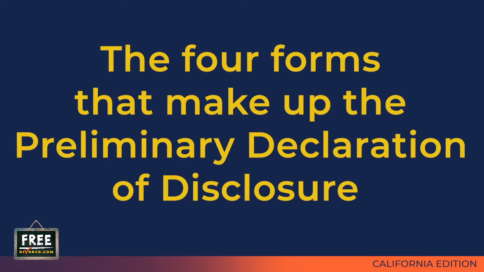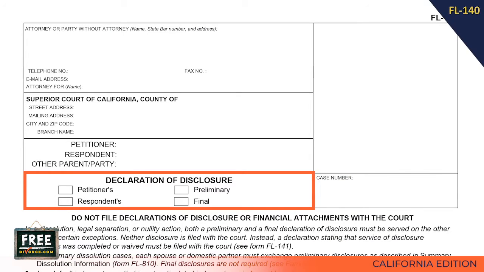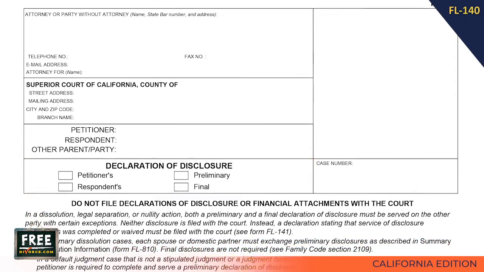Okay, so let's briefly go over the 4 forms that make up the preliminary declaration of disclosure. Let's start with the declaration of disclosure cover sheet, which is the FL-140. Tell me a little bit more about that. That's exactly what it is. It is like a cover sheet.